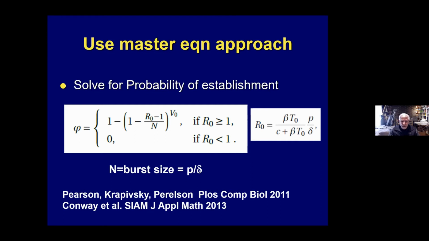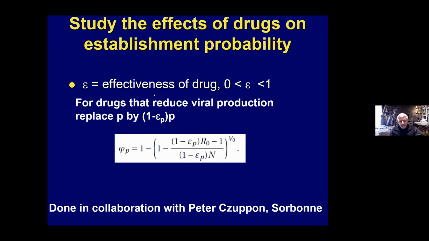And the lifespan in these models is 1 over delta, and this is the amount being produced, and also viral load. And you can then put in drug effectiveness just as before. You change the parameters such that, for example, for a drug that reduces viral production, you replace P by (1 minus epsilon) P. It changes the probability.